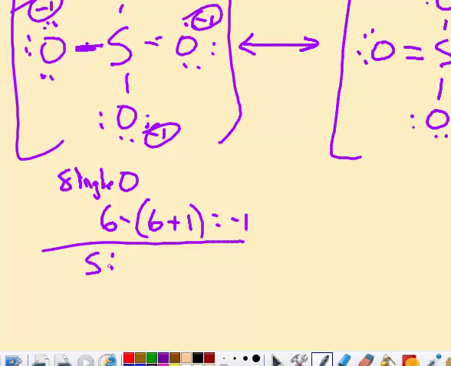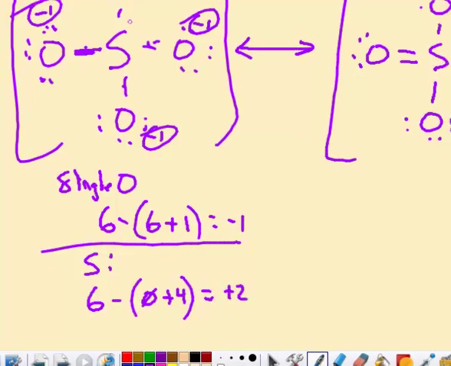So now I have sulfur in the middle. The sulfur in the middle is going to be 6 minus the number assigned to the free, or the number of unbonded electrons, which is 0, plus half of the bonded, 2, 4, 6, 8. 6 minus 4 is a +2, so +2.